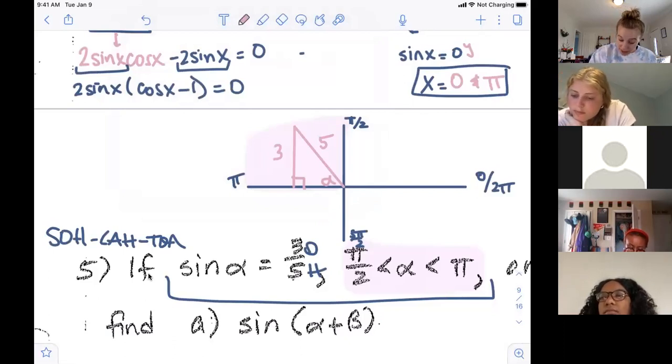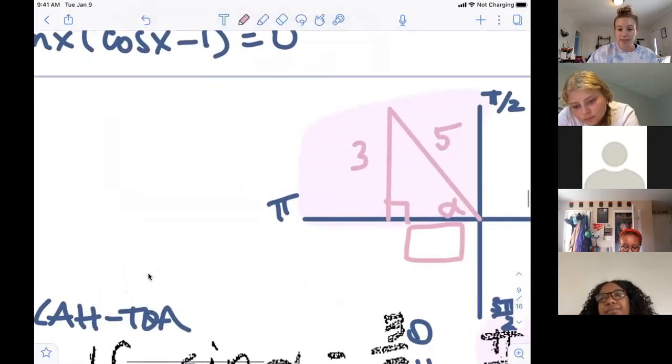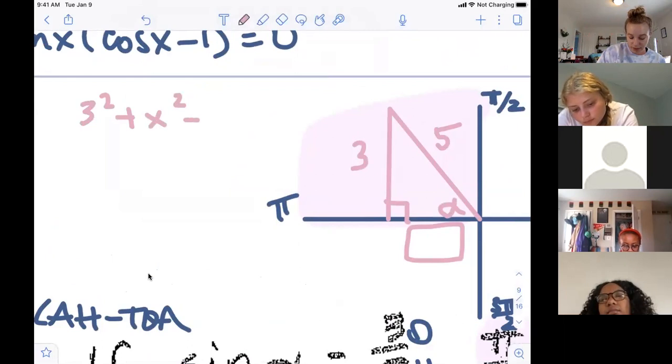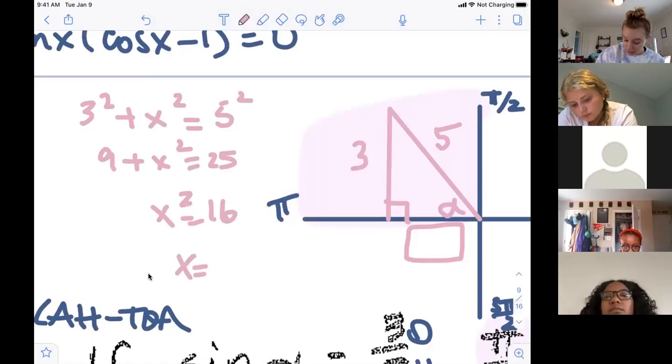What I want to do next, before I figure out any other thing that's given to me in the directions, is finish this triangle. Let's actually solve for this last side. If we can find the adjacent side, then we could find any trig functions ever given to us. You might recognize this as a special triangle, but even if you don't, we can do Pythagorean theorem. 3 squared plus x squared equals 5 squared. 9 plus x squared equals 25. X squared equals 16, so x equals 4.